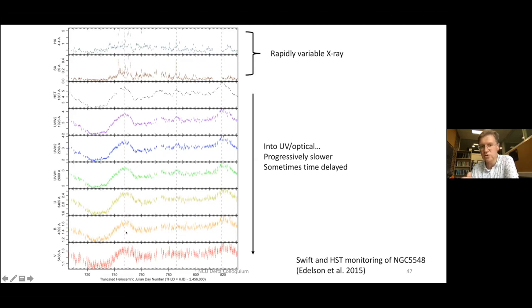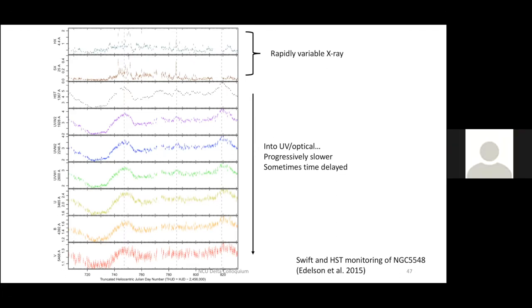So if you want your view of what's really going on, what's the intrinsic driver, you really look at the X-ray. In other objects, the optical UV is actually much more disconnected from the X-ray. But you do see that variability across the band. It's a good question. Okay. Does that address the question?